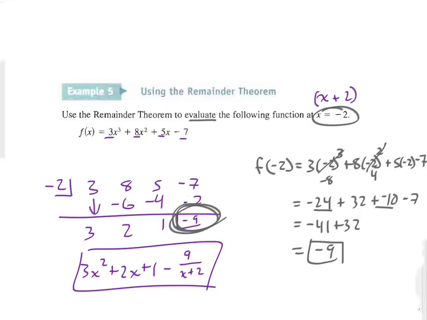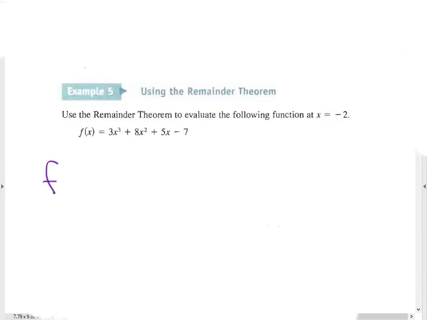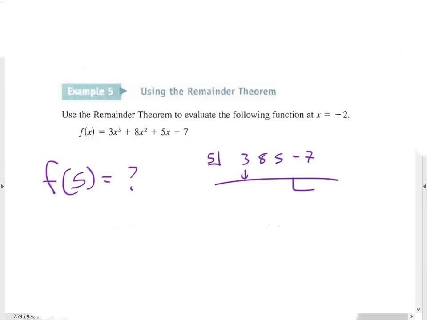I want you guys to plug in 5. You guys are doing f of 5. Even synthetic division is pretty big. What do you get? So if I go 5, and then I go 3, 8, 5, -7. I bring down the 3 first, and then I go 5 times 3 is 15, and I add those, I get 23. 23 times 5 is 115. And if I add those, I get 120. 120 times 5 is going to be 600.